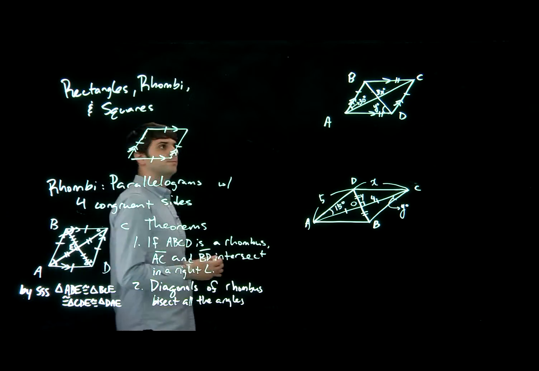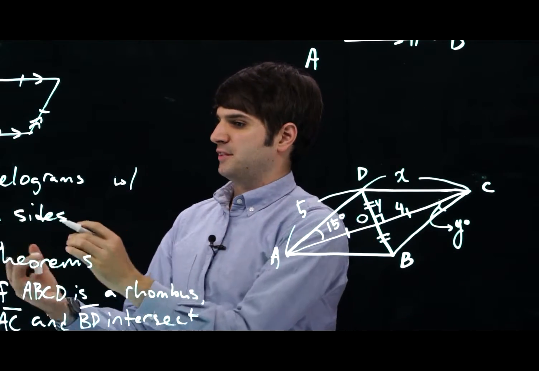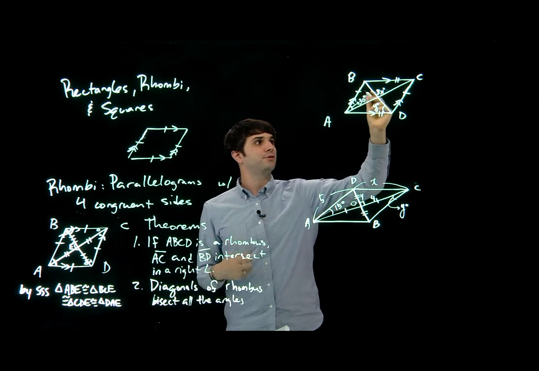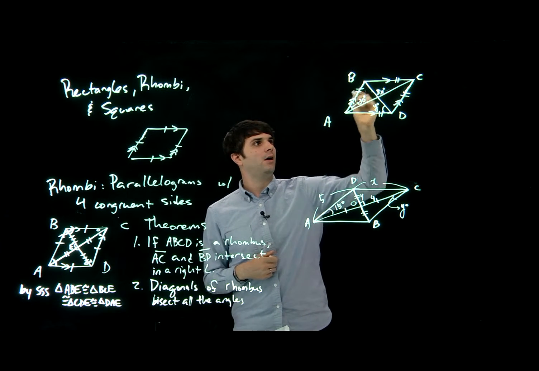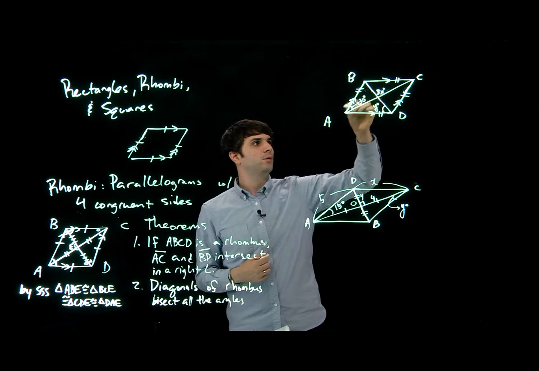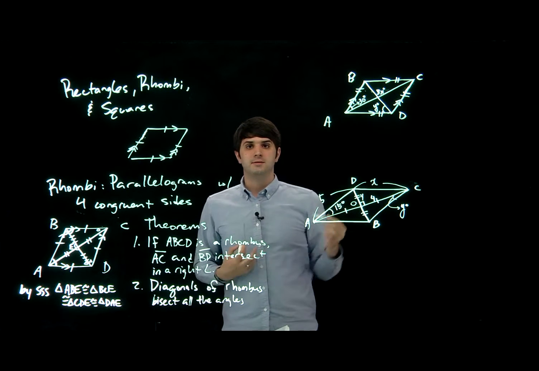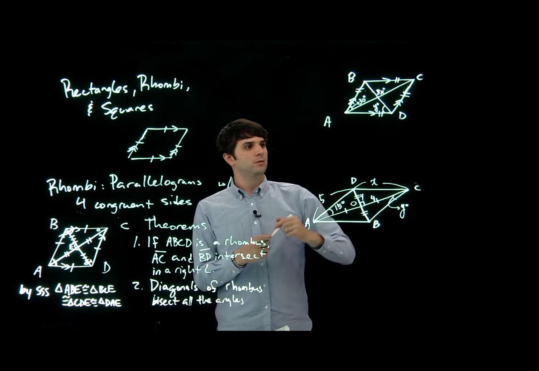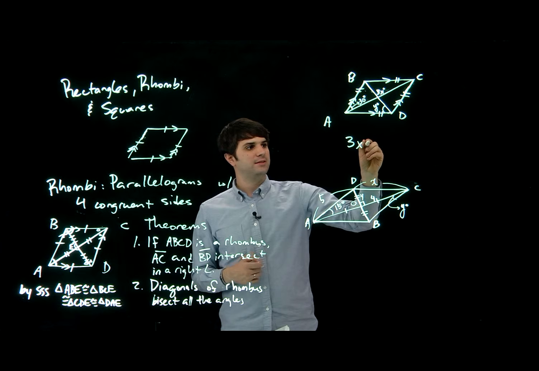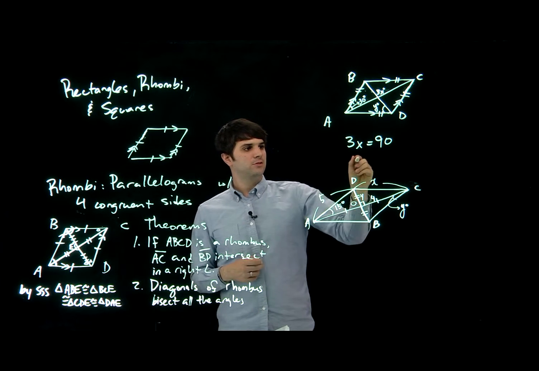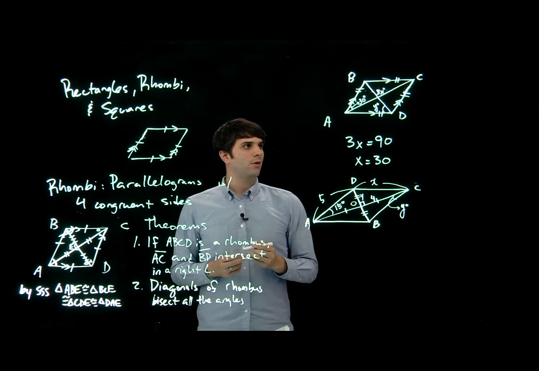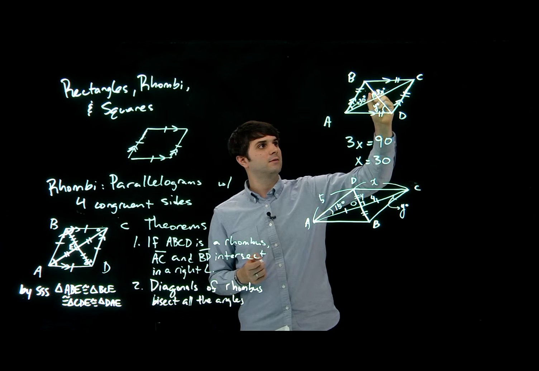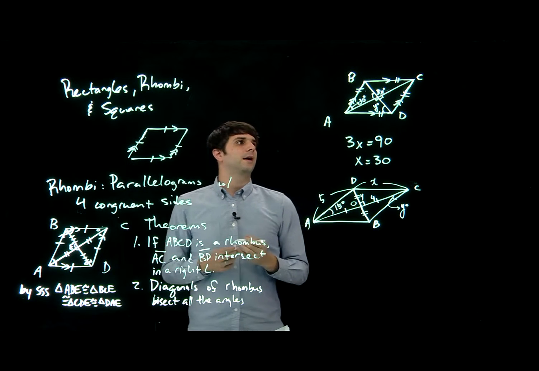Let's move on to some examples. Again, the definition says parallelograms with four congruent sides. We see that these are not congruent, so let's go ahead and make them congruent. Now we have a parallelogram with four congruent sides. What do we know about this? This angle, 3x degrees, must equal 90, so x is going to equal 30. These are all 90 here, 90, 90, 90.